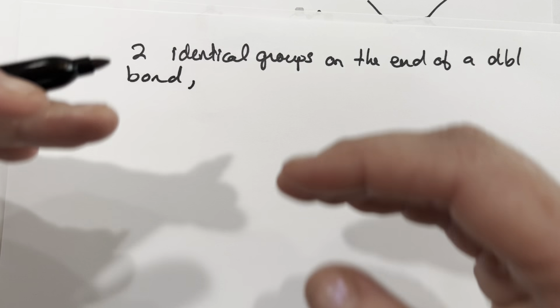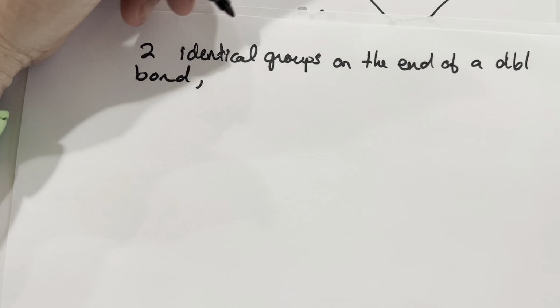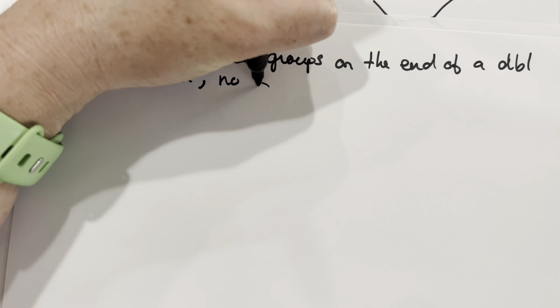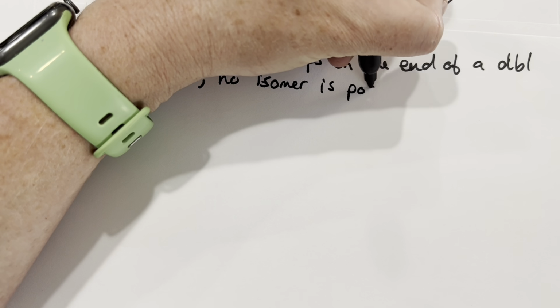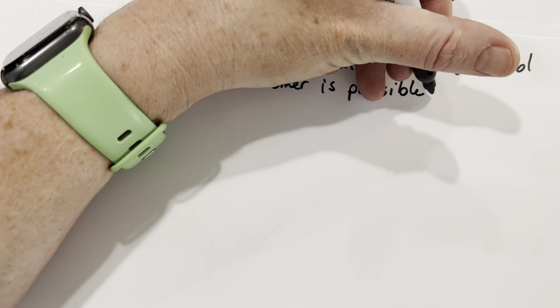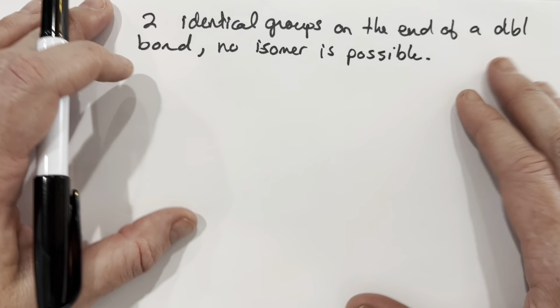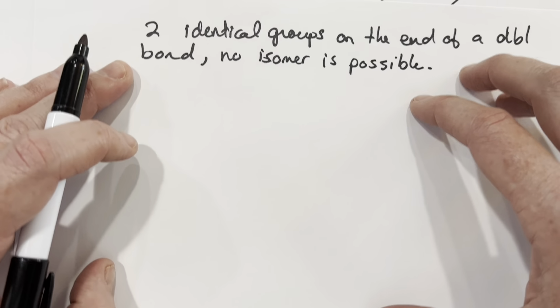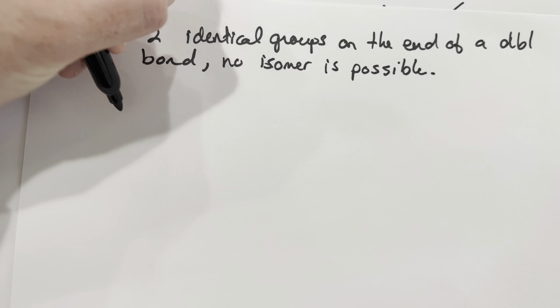Then that means it's not going to be cis or trans because they're going to be identical on either side. And that means no isomer is possible. So you could really think through these a lot, but I think this rule is really helpful in quickly determining if there's going to be something that's going to be cis or trans. So if you have two identical groups on the end of a double bond, no isomer is possible. Let me give you an example.